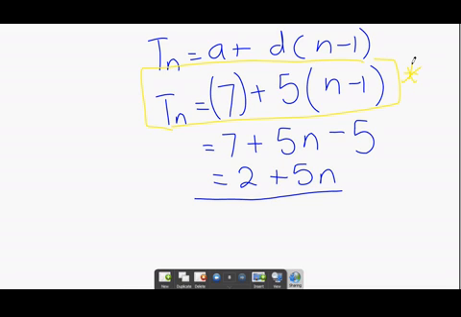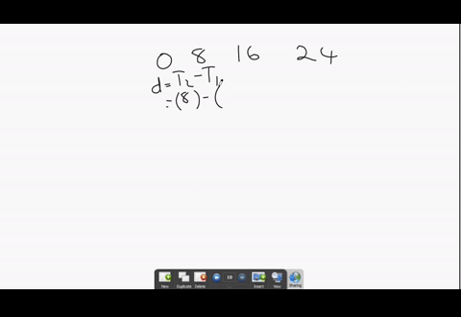Okay, let's try it again. Let's try finding the general term of another sequence so that we can get a bit of practice. So let's say we have the sequence 0, 8, 16, 24, and someone asks you to find the general term. Very quickly we are going to find d is equal to t2 minus t1, and notice how I don't get tired of writing this down. It's 8 minus (0), and this is going to be equal to 8.